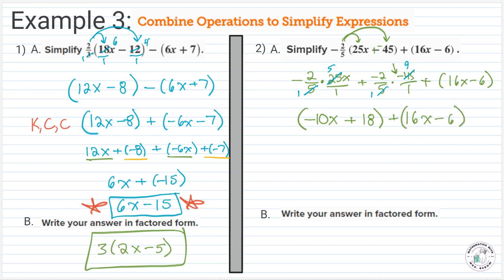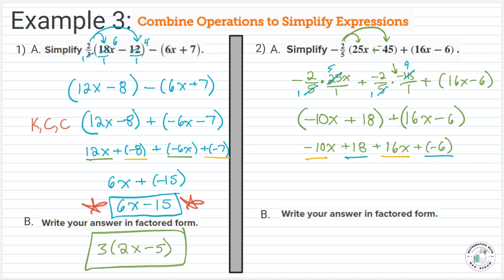So now we're just adding these two linear expressions. As a reminder, since it's adding, we could just drop those parentheses. You don't have to worry about the keep, change, change. That's only if you were subtracting the two. So I can just think of this as negative 10x plus 18 plus 16x, and then I'm going to write that as plus negative 6, so I don't forget that negative sign there. And combining like terms, we have our negative 10x and our 16x. We have our 18 and that negative 6.